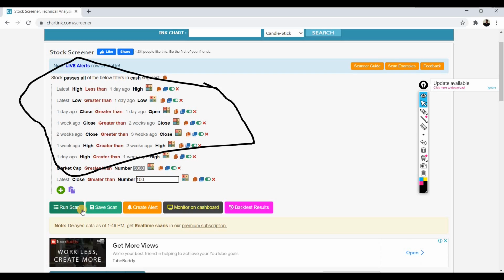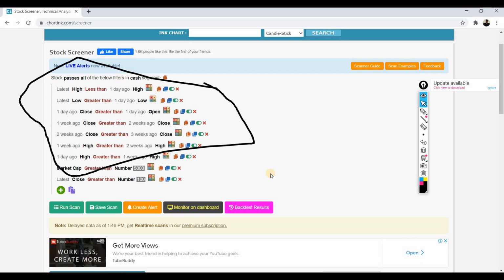So we got highly liquid stock and also we got stocks above 100 rupees. So this is our bullish inside day scanner. Just see how easy it is. You just have to understand the formation of different candles on daily or a weekly chart.